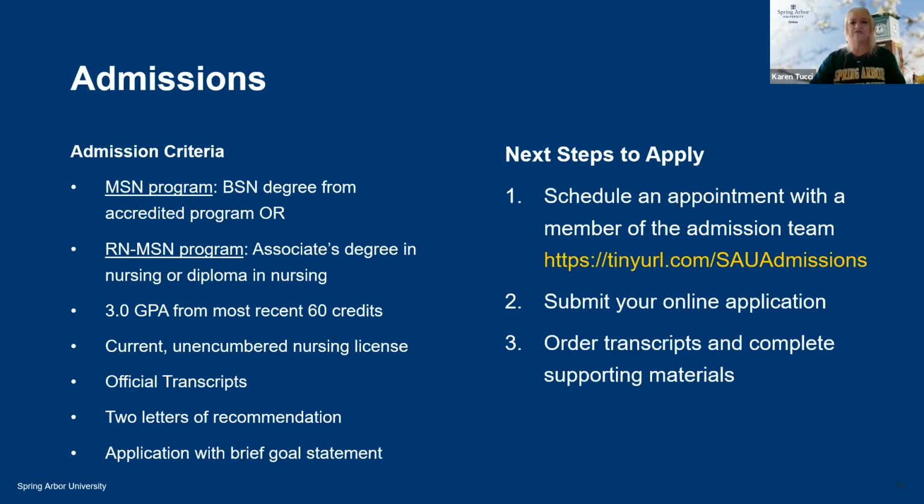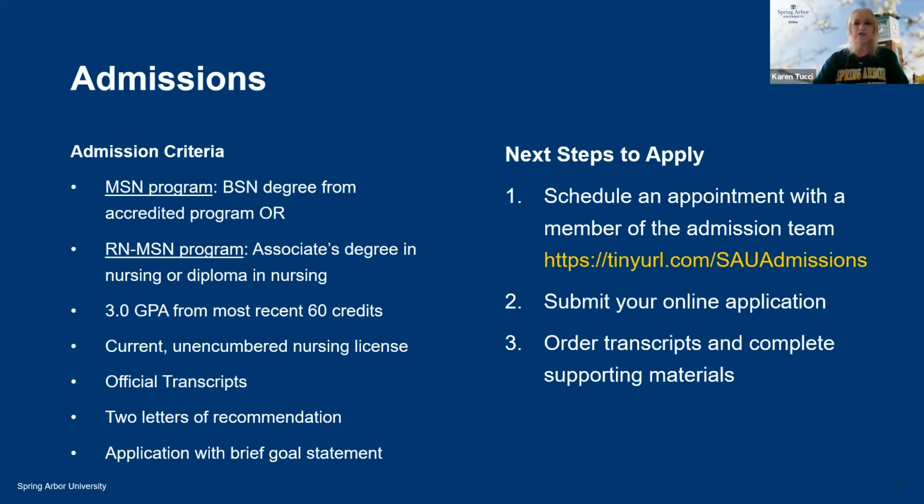So once you have talked to one of us and we have had a conversation and we make sure that it's a good fit for both of us, then our next step is going to be to go through the admission criteria and how to apply. Most likely in our initial conversation, we're going to discuss with you how to apply for the MSN program or the RN to MSN program. All of our MSN programs, you do need to have a BSN degree from an accredited university. For the RN to MSN programs, you have to have an associate's degree in nursing or a diploma in nursing.